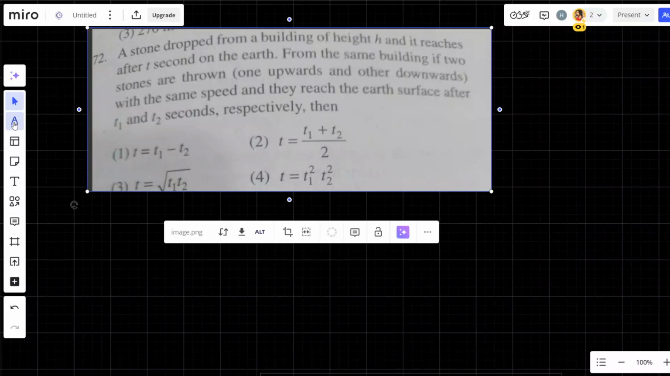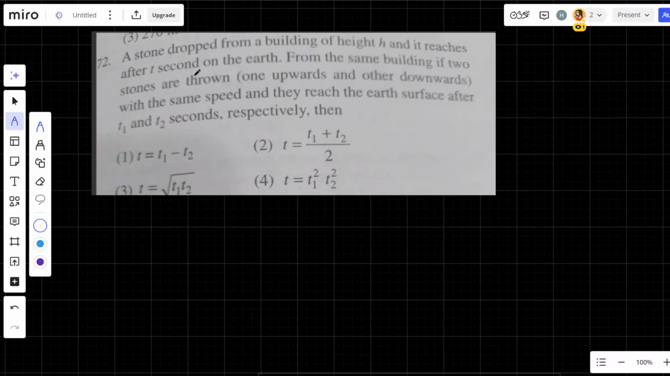So the question says a stone is dropped from a building of height h and reaches the ground in time t on the earth. On the same building, two stones are thrown, one upwards and one downwards, taking times t1 and t2. So from here, a stone is just dropped. What is the equation? Let's say the height of the building is h, which is given already.